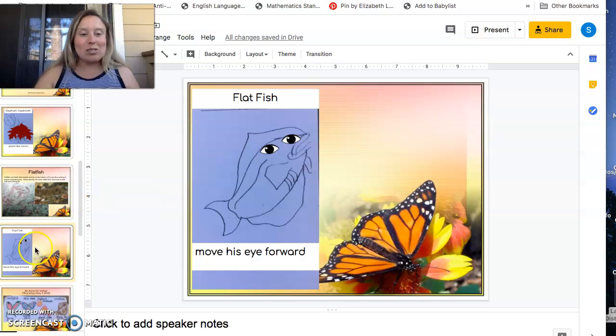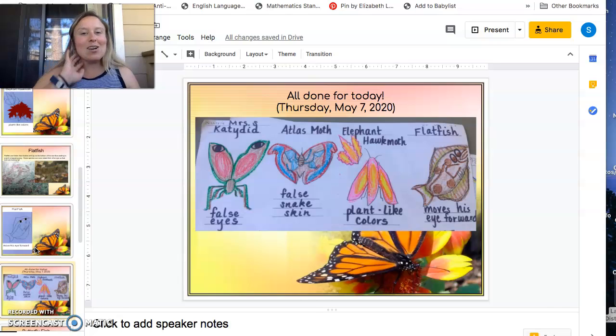All right. So here is our introduction into these 4 animals. And on the next page, you can see here, these are actually the only 4 we're going to do today. You can see how Mrs. Smith colored in her katydid, her Atlas moth, her elephant hawkmoth, and her flatfish. Remind yourself that when you're coloring the elephant hawkmoth that you color in its leaves to be of similar color to it, to display its adaptation.